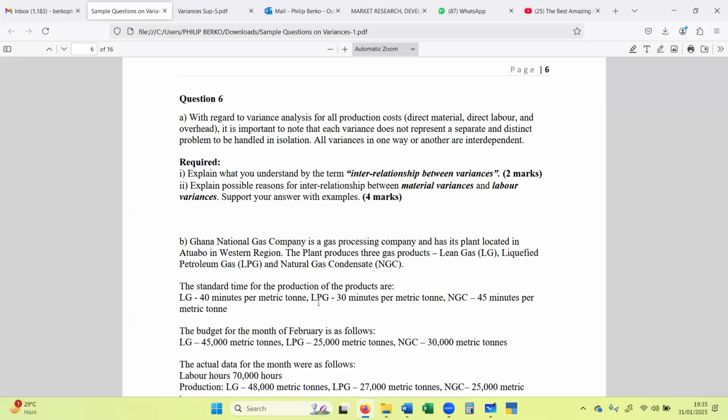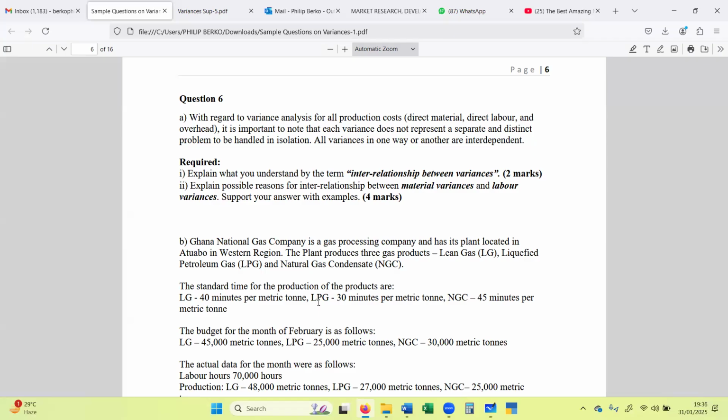With regard to variance analysis for all production costs, direct material, direct labor, and overhead, it is important to note that each variance does not represent a separate and distinct problem to be handled in isolation. All variances in one way or another are interdependent. 1. Explain what you understand by the term interrelationship between variances. 2. Explain possible reasons for interrelationship between material variances and labor variances. Support your answer with examples.